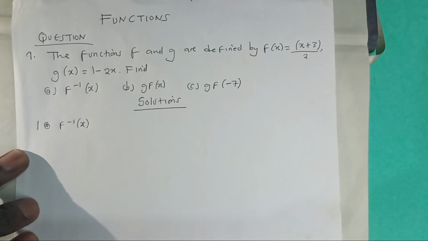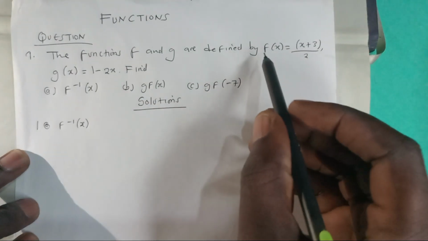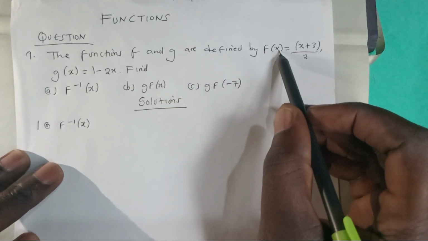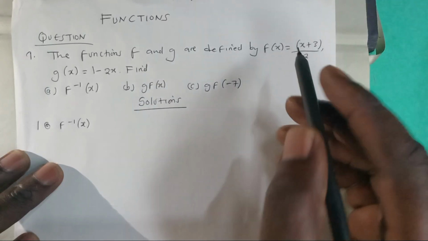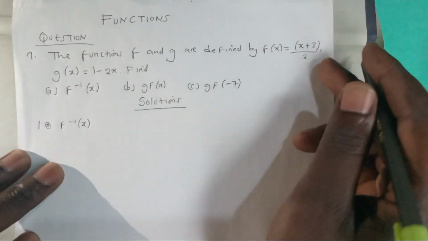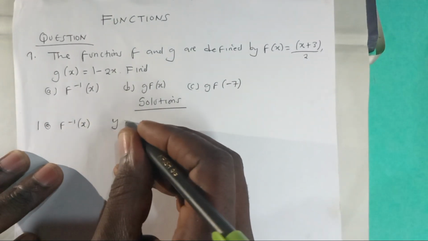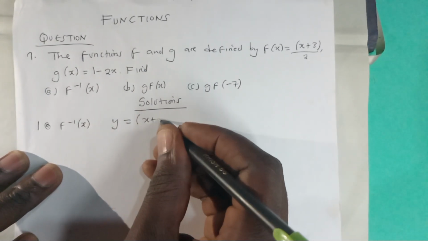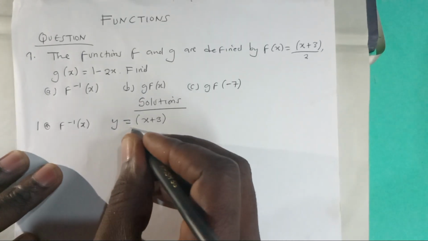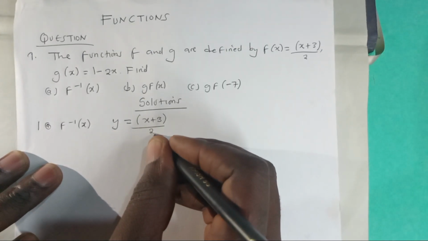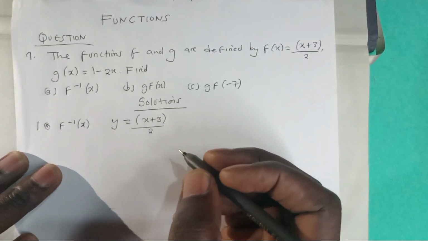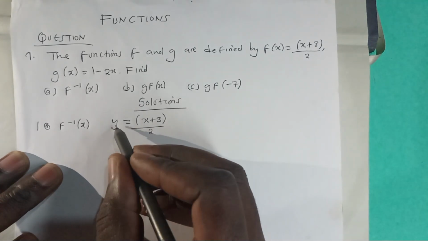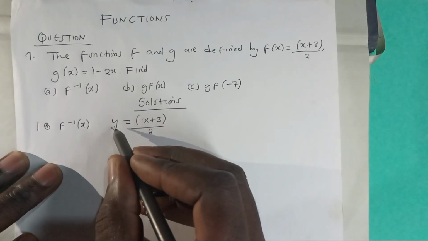What we are required to do is take this expression, except where we have f of x, we substitute y. So the function now becomes y equal to, open the brackets, x plus 3, close bracket, over 2. After doing this, we are now going to make x the subject of the formula, because as it is, y is the subject of the formula.